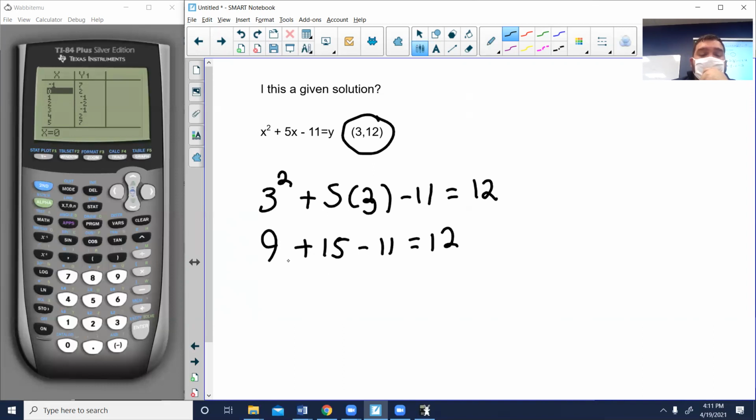Combine the like terms, 9 plus 15 is 24, 24 minus 11 is 13. It's wrong. It's not a solution. You can just plug it into your calculator. You're just doing the math. 13 does not equal 12, so no.